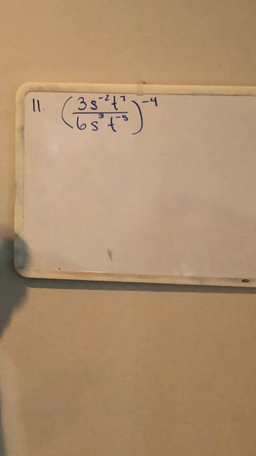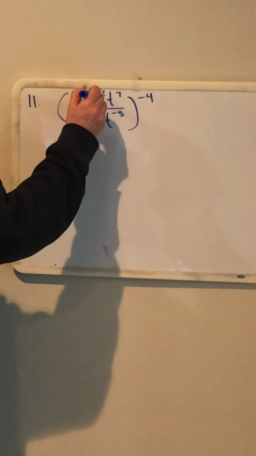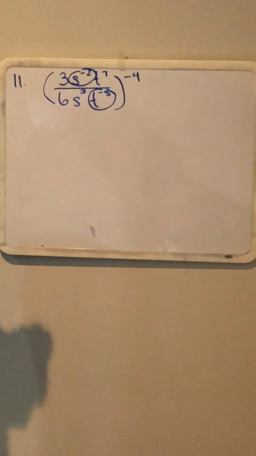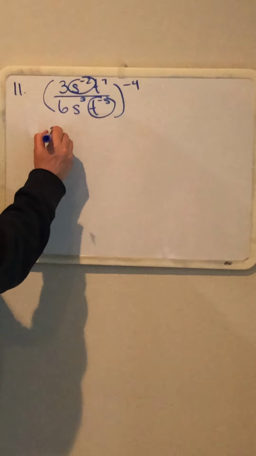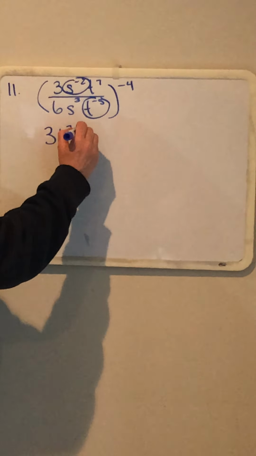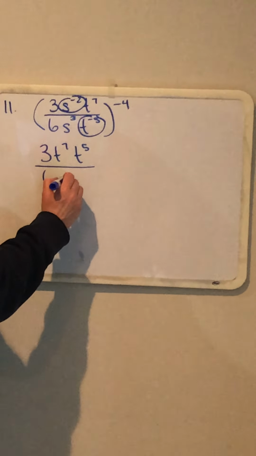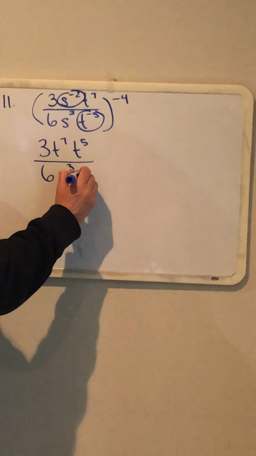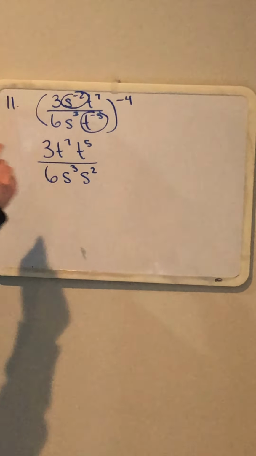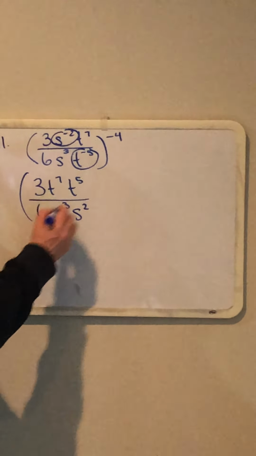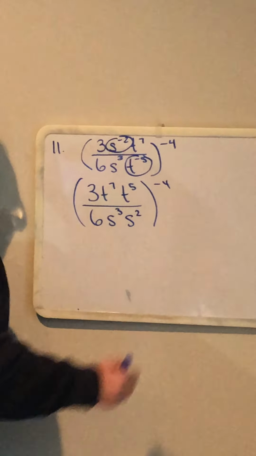So if I move the negative exponents first, I see that s to the negative 2nd goes down, and t to the negative 5th moves up. So you now have 3 t to the 7th, t to the 5th, over 6, s to the 3rd, s to the 2nd. Notice how the 3 and the 6 did not change at all because they were not raised to powers. And this is all going to be raised to the negative 4th.